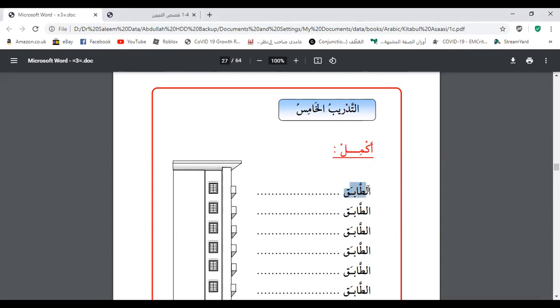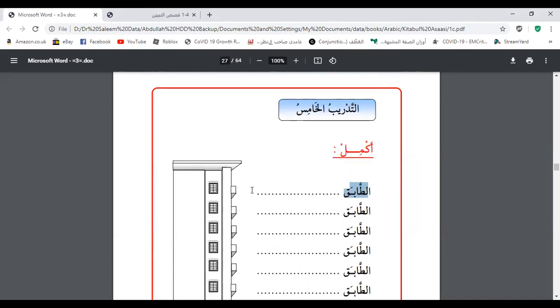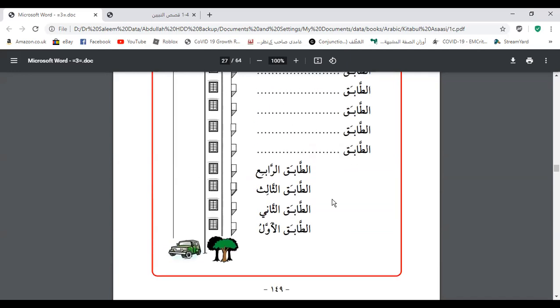Akmil, complete. At-tabiq. الطابق الأول, not واحد. We're not talking about first. First is starting at the bottom. I didn't see the picture fully. It's a building, so go from the bottom. الطابق الأول is here, first floor, first level. الطابق الثاني, الطابق الثالث, الطابق الرابع. So واحد, اثنان, ثلاثة, أربعة become أول, ثاني, ثالث, رابع. Remember that. That's a distinction.